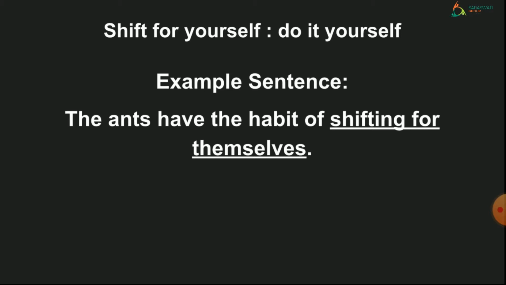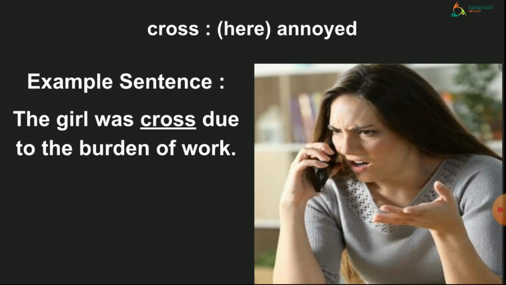If we want to use the phrase in an example, then we can use it like: the ants have the habit of shifting for themselves. That means the ants, they do not depend on somebody else. They have the habit of working on their own. Okay, doing the things on their own. Let us see which is the next word. The next word is cross.